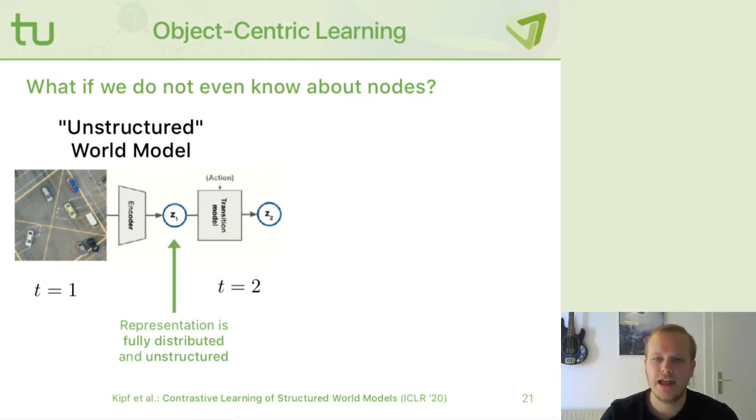And given an optional action and this latent embedding C1, we are asked to make a prediction for the next time step, which we can learn through a transition model which gets the embedding as input and outputs an embedding of the next time frame. It's important to note that this representation is fully distributed but unstructured. So it's basically just a vector, and we assume that we compress all of the necessary information of the observation into this single representation.